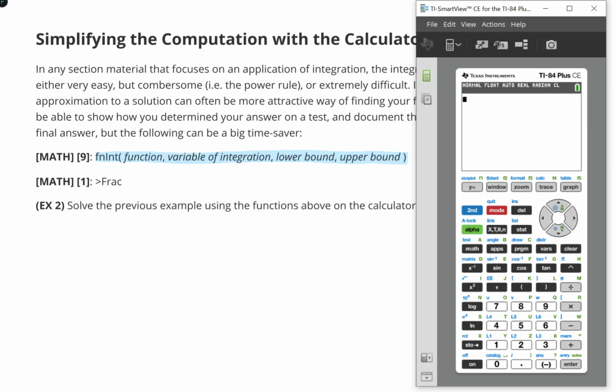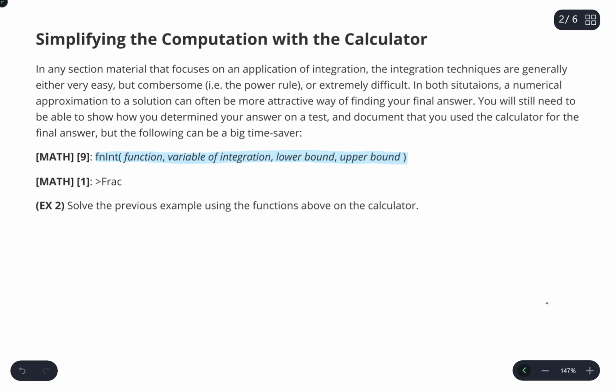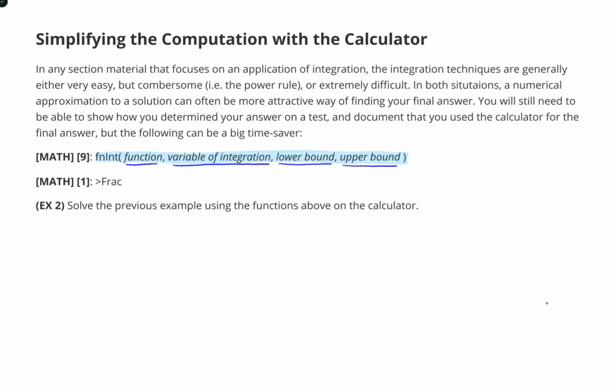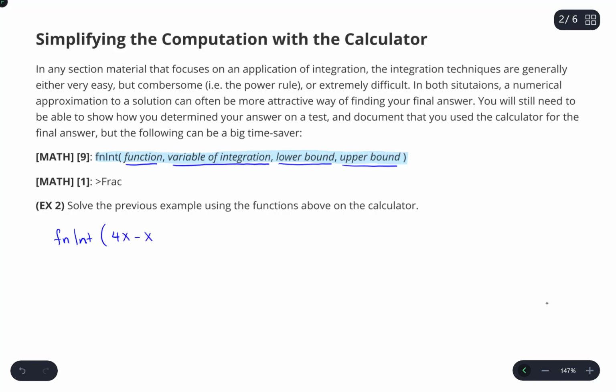So to find this, what we do is hit the math key, and the very first menu has generally the 9th item here. If you just hit 9, it'll take you right to it. fnint. So it stands for function integral. It takes 4 inputs. It needs the function that you want to integrate, the variable of integration, because that's extremely important, and then the lower bound of integration and the upper bound of integration. So if we want to solve the previous example, what it would look like is fnint, and you just type the function in, so 4x minus x squared. That's what it would look like on the calculator often. Variable of integration is x, the lower bound is 0, and the upper bound is 4.